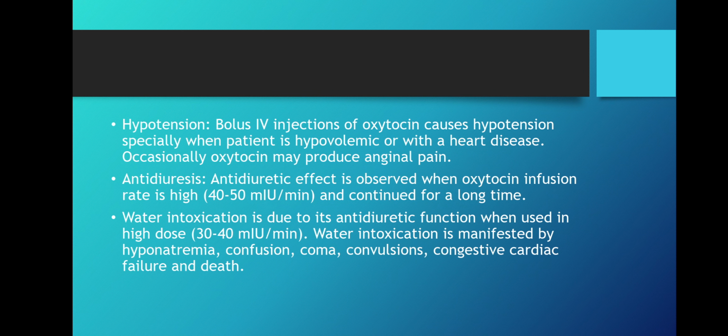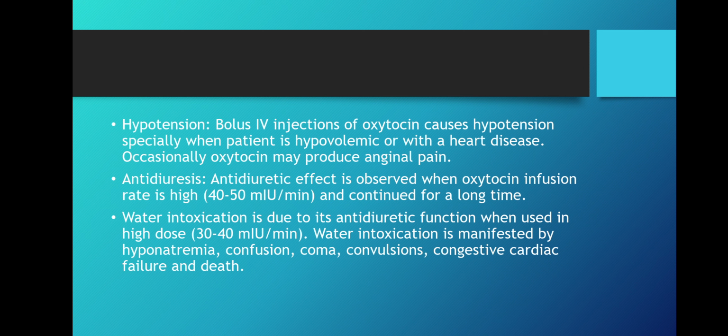Then hypotension. So bolus IV injection of oxytocin causes hypotension, especially when patient is hypovolemic or with a heart disease. And occasionally oxytocin may also produce anginal pain. Then antidiuresis. So antidiuretic effect is observed when oxytocin infusion rate is high, which is 40 to 50 milli-international units per minute, and is continued for a long time.